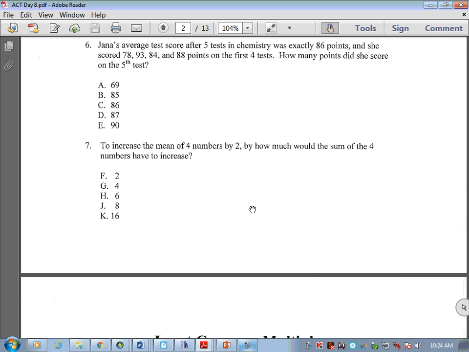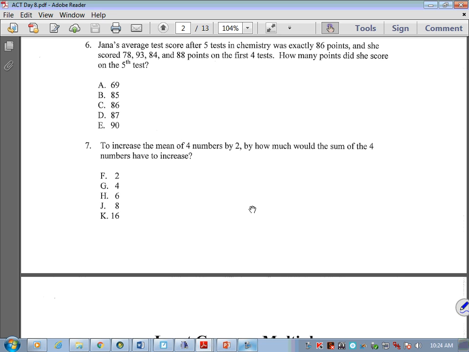Okay, 6, let's come back up to Lily. Didn't understand it. Okay, so you picked D. D is correct. It is 87. Jana's average test score after 5 tests in chemistry was exactly 86 points. And she scored, now this is where it's different than the other question, because they're telling me what those scores were. Okay, 78, 93, 84, 88 on the first 4 tests, but there's 5 tests. How many points did she score on the 5th test?